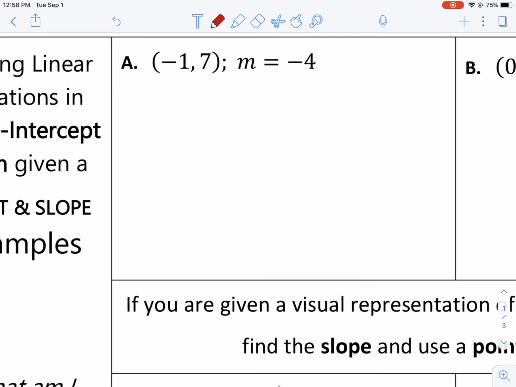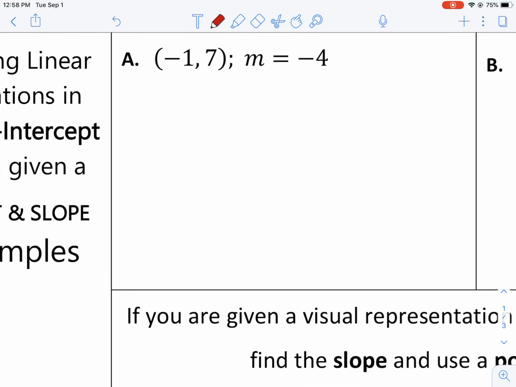So why is that harder? Well, slope-intercept form needs the y-intercept. So for this question, do they give us the y-intercept? No. Right? We don't know what the y-intercept is. They give us a point and they give us a slope. So the best way to get this into slope-intercept form is actually to put it into point-slope form.